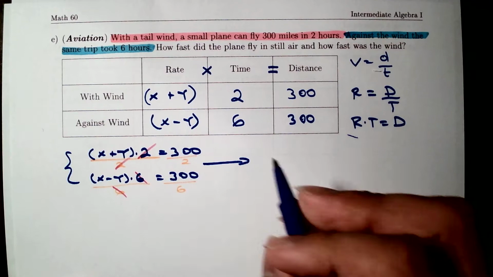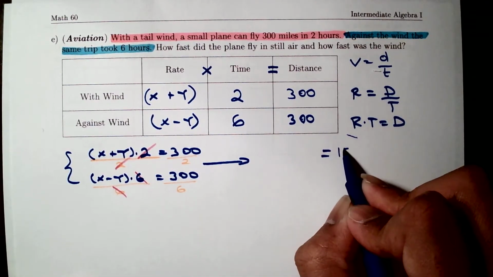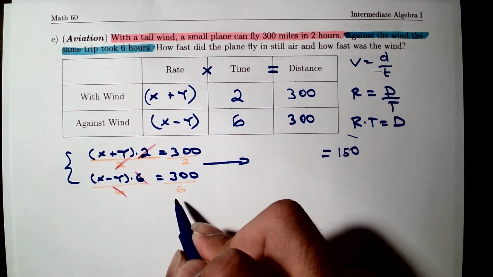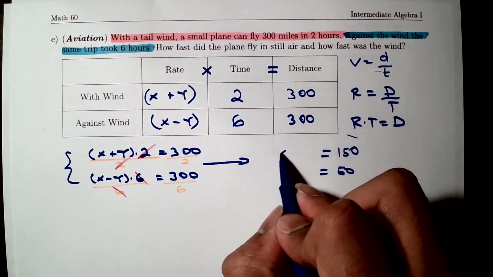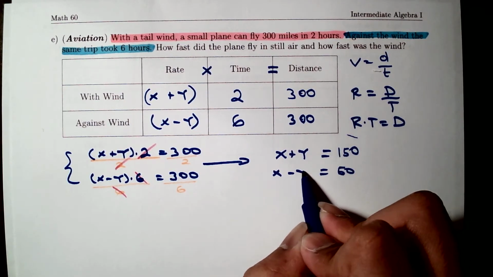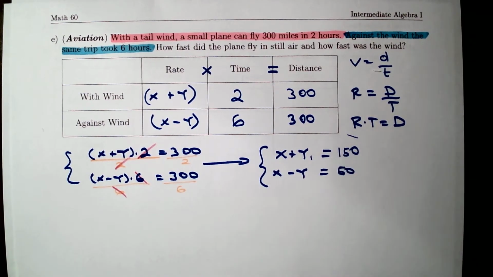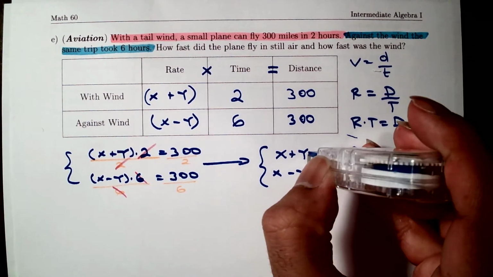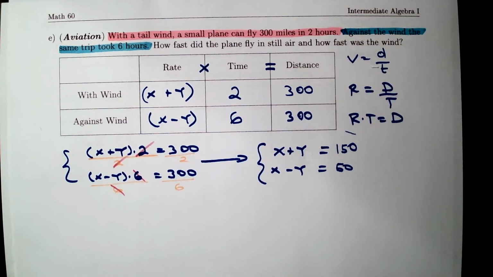300 divided by 2, that's going to give us 150, and 300 over 6, that's going to give us a 50. And this will be a way friendlier system to work with. And see the coefficients. These are ready to be eliminated for y. We can eliminate the y's right away.